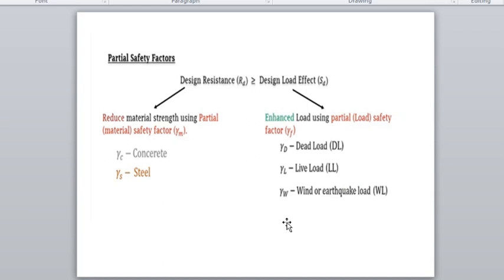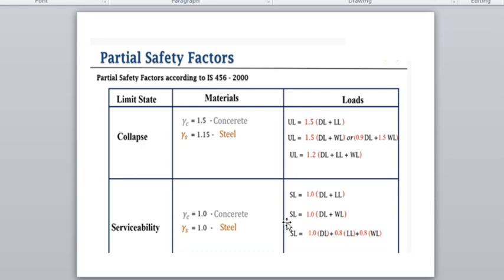Okay. Now these are the partial safety factors in the limit state. In the limit state there are two types, collapse and serviceability. There are partial safety factors for material and partial safety factors for load. For material, in the collapse, we are taking partial safety factor of concrete as 1.5 and steel as 1.15. In serviceability, we are taking 1. That is, the same strength is taken.